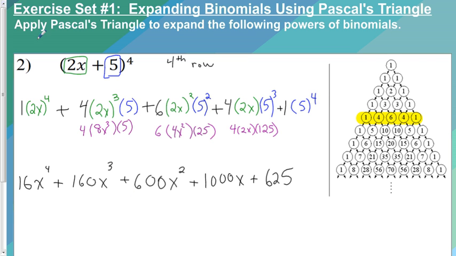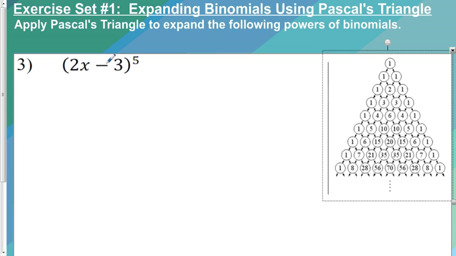So if you have an expression here, not just a variable, but a coefficient with it, it goes in parentheses and the power applies to both the coefficient and the variable itself. So let's do one more. Let's look at number 3. Notice this one has a minus sign. So we're going to take that into consideration. I'll show you how when we expand.